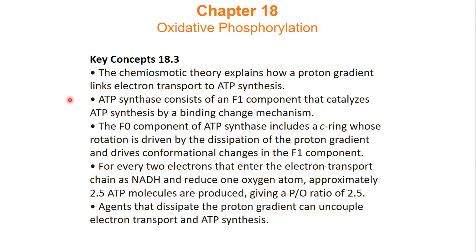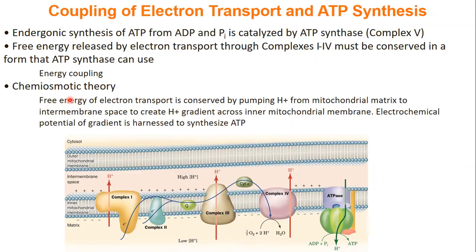In this video, we're going to look at oxidative phosphorylation. Now, oxidative phosphorylation is the endergonic synthesis of ATP from ADP and Pi that is catalyzed by ATP synthase, or some people will call this complex 4. Now, the energy to make ATP is gained from the transfer of electrons from complex 1, 2, 3, and 4.